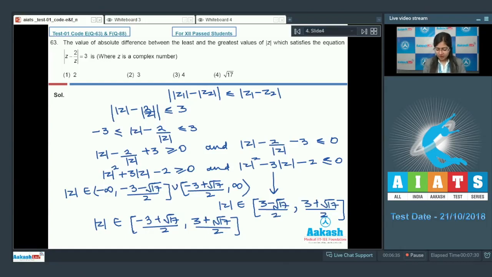Now the value of the absolute difference between the greatest and least value is equal to (3 + √17)/2 − (3 − √17)/2, which will be equal to 3. So the correct answer is option number 2.